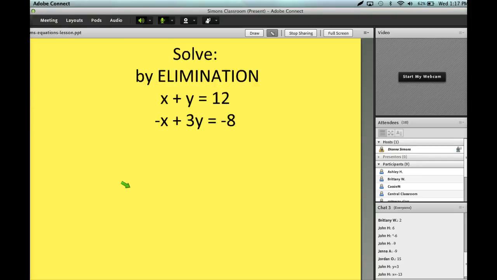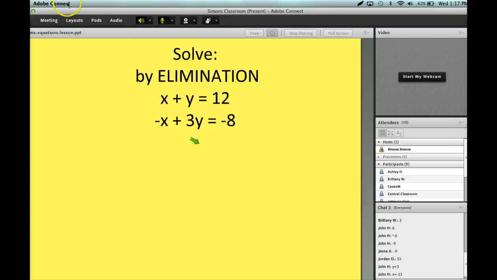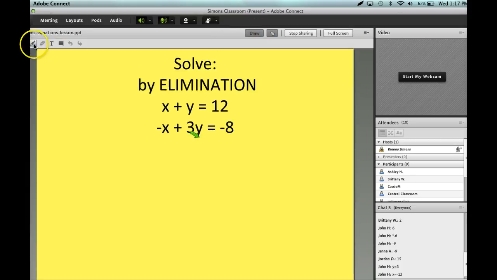All right, now we're going to try and solve by elimination. And that is exactly what it says it is, where you eliminate one of the variables. 9 times out of 10, and I'm not saying this is going to happen every time, the easiest way to do this is to add these things together. If I add a positive x and a negative x, what do I get? 0. They are eliminated.